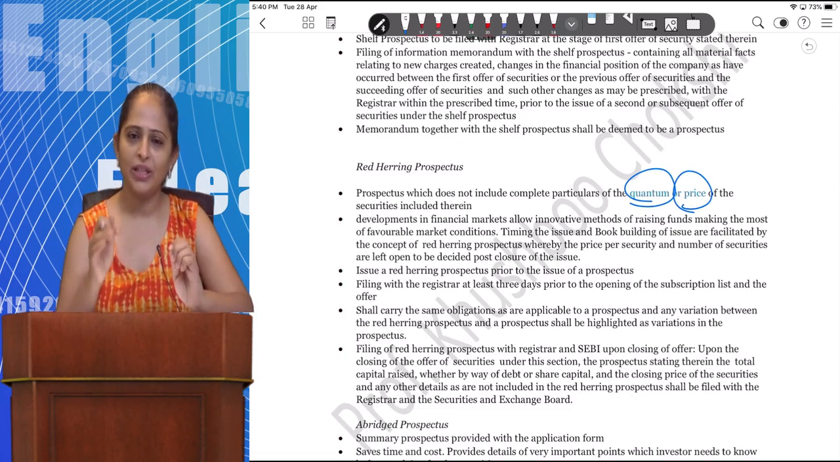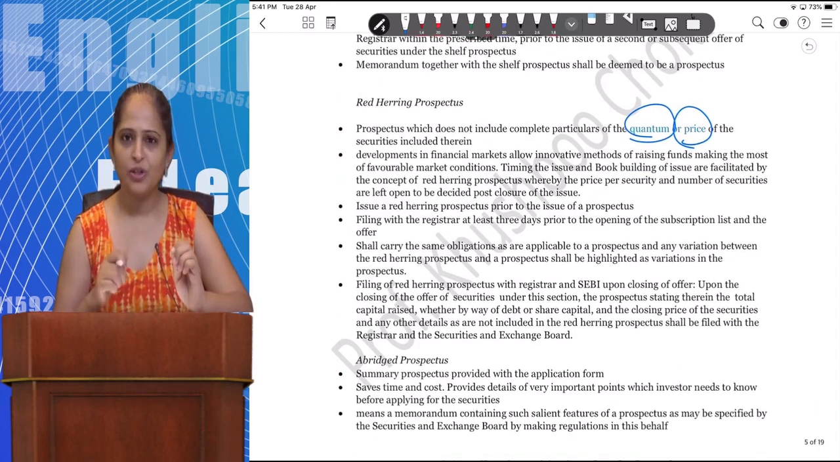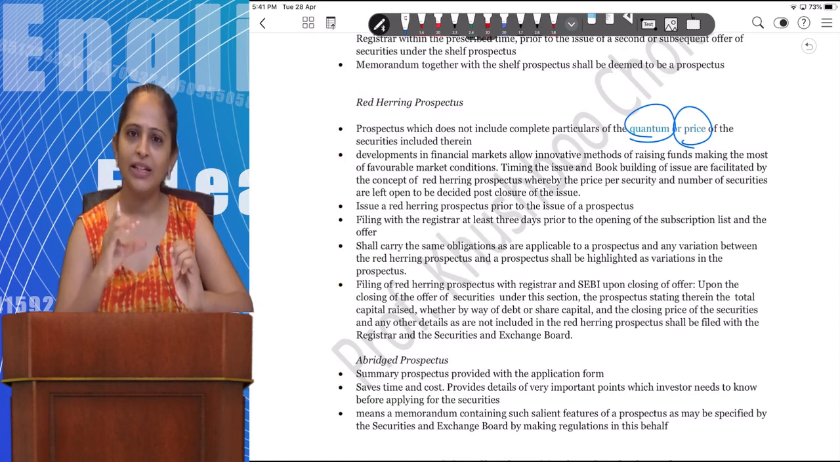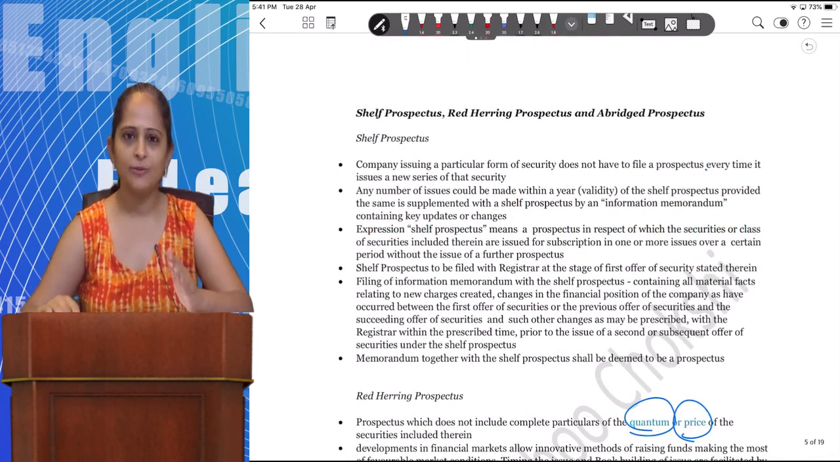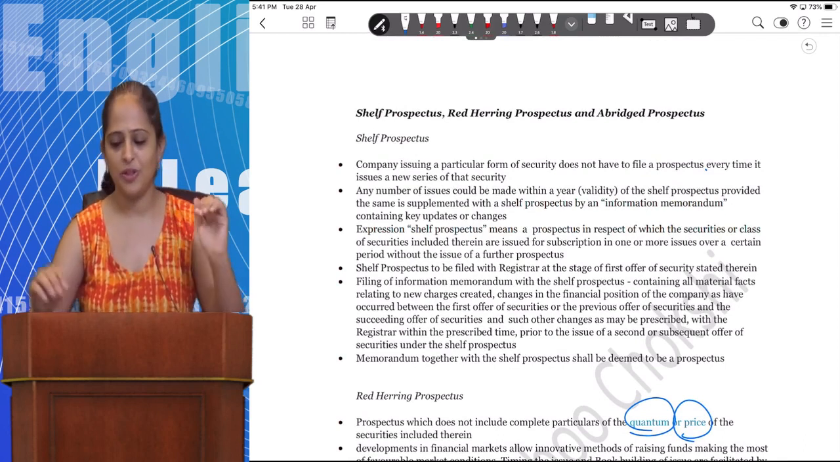At the end, when you are making the final submission, you will fill in the quantum and the price at which you are issuing the securities. Abridged prospectus is basically a summary of prospectus which is given with the application form, so as to save the time and cost on giving the entire copy of the prospectus along with the application form. So this is the difference between a shelf prospectus, red herring prospectus and the abridged prospectus.